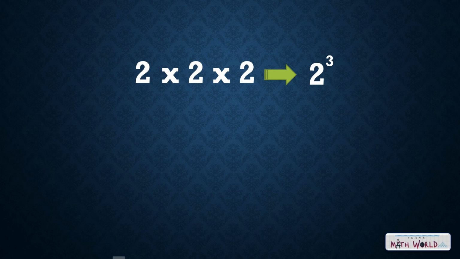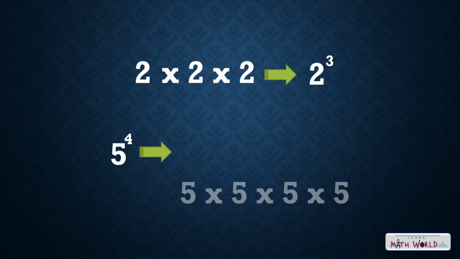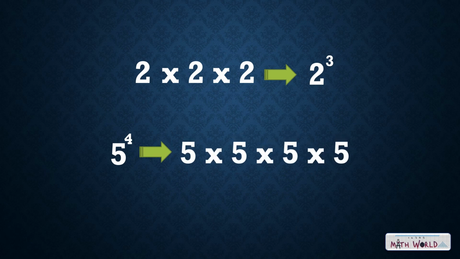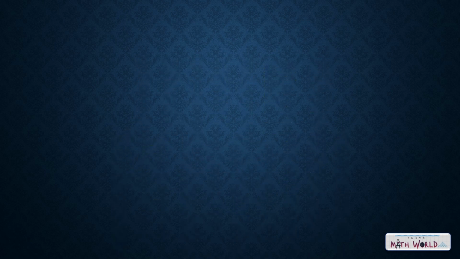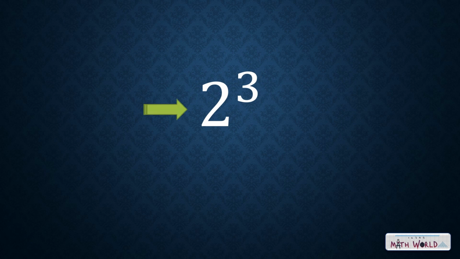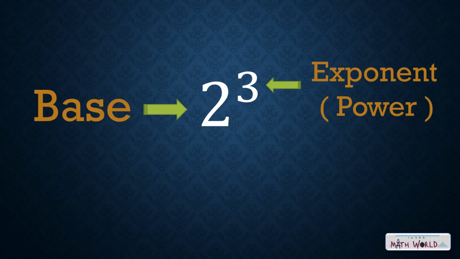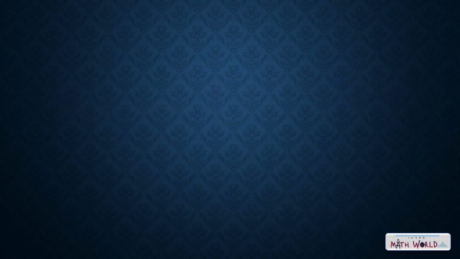Now, what does 5 to the 4th power mean? It means that number 5 multiplied by itself 4 times. Exponents contain a number called the base and another number which is called the power or exponent. Like if we have 2 to the 3rd power, 2 is the base and 3 is the power, and we read it as 2 to the 3rd power. The exponent tells us how many times to multiply the base number by itself.